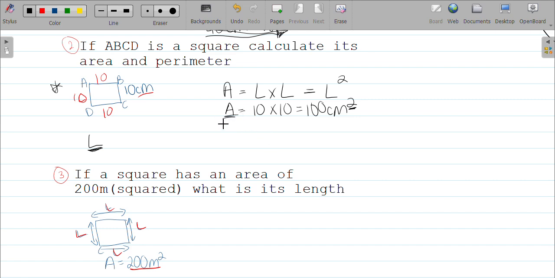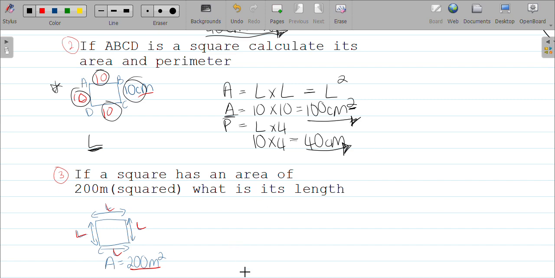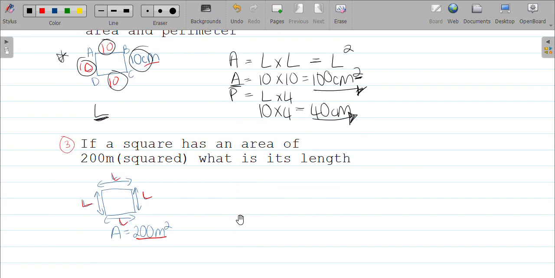Okay, let's move on to perimeter. Perimeter is equal to, you can say, the length times by 4. Why? Because there are 4 of the same lengths. So it's just going to be 10, which is the length, times by 4, and that is going to equal 40 centimeters. That is the perimeter, and this was your area. Okay, nice, guys. Let's keep going.